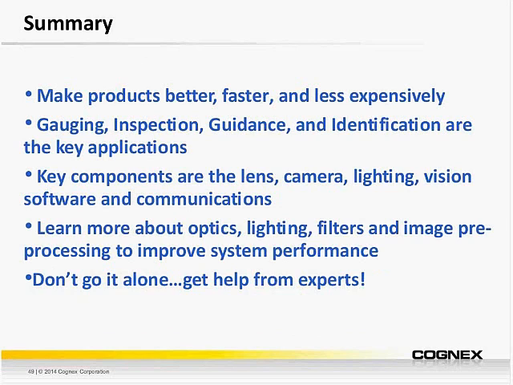So to summarize, most high-volume products can be made better, faster, and less expensively using machine vision. The application categories of machine vision include gauging, inspection, guidance, and identification. The key components in a vision system are the light, lens, camera or sensor, and vision software for processing and communications. Learning more about optics, lighting, filters, and image preprocessing will help improve your vision system performance.